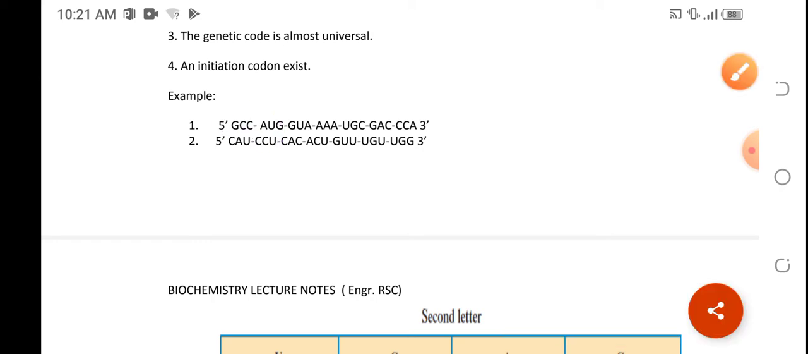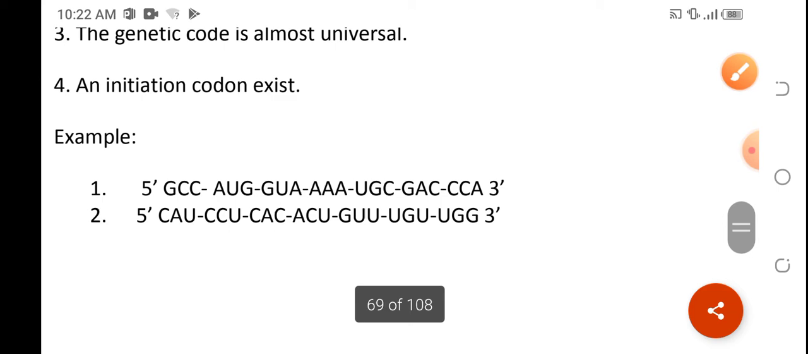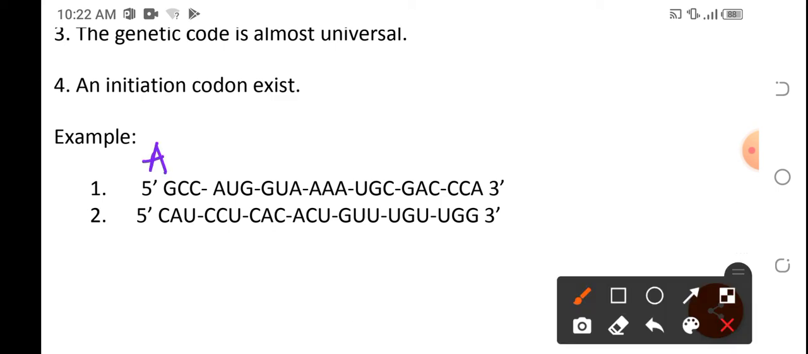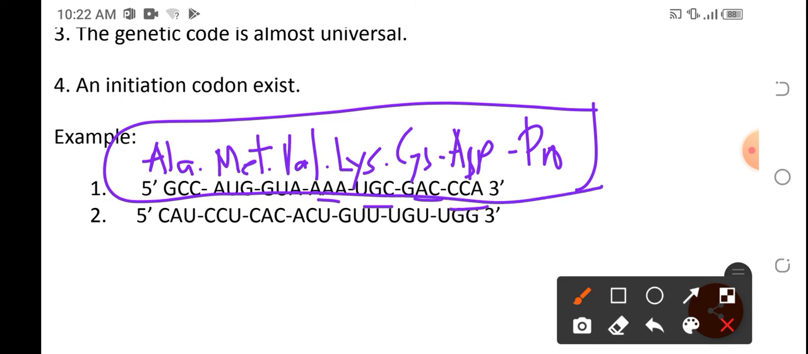Okay, so GCC is alanine a while ago, and then AUG is methionine. Gagamitin lang natin yung table. GUA is valine, AAA is lysine, UGC is cysteine, GAC is aspartic acid, and the last, CCA, is proline. So this one would be the amino acid sequence for this specific mRNA.